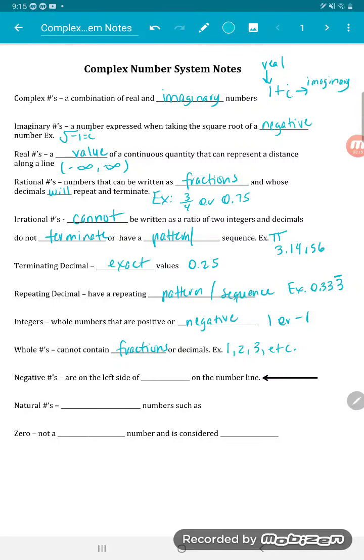Negative numbers are on the left side of 0 on the number line. So this is my number line. 0's here. So -1, -2, -3. And if you see the direction of the arrow, those numbers will continue in that pattern. Natural numbers are our counting numbers, such as, of course, 1, 2, 3, 4, 5, etc. 0 is not a whole number, and it is considered neutral.